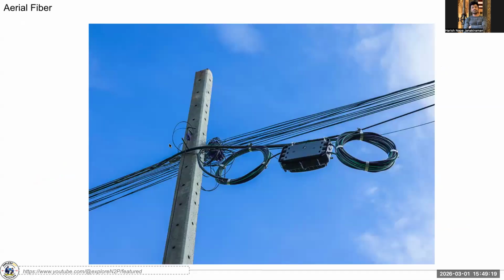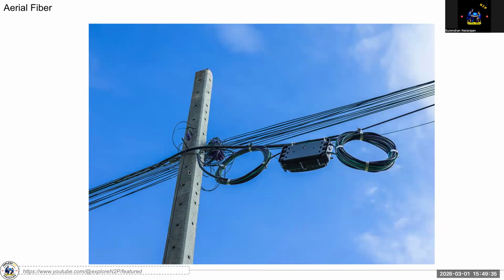Okay, so this is another deployment scenario. We can put it underground as well as aerial. You can see this scenario in the US in a lot of places. This is called a slack cable.